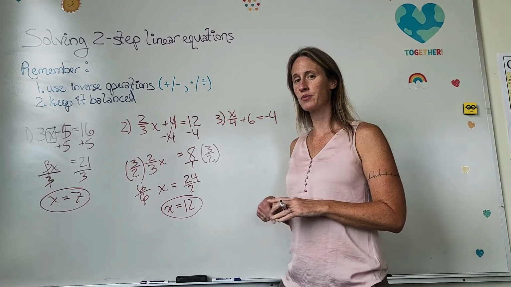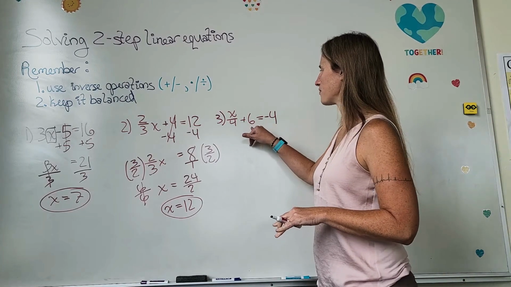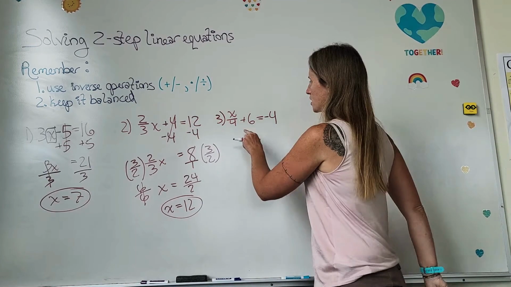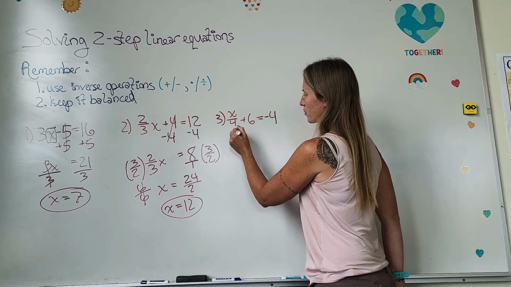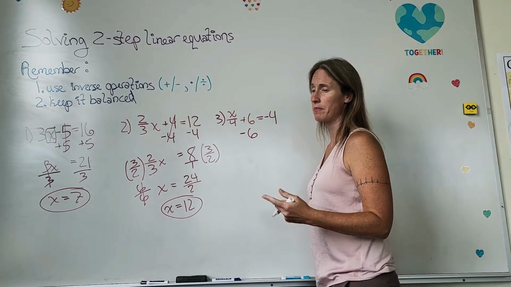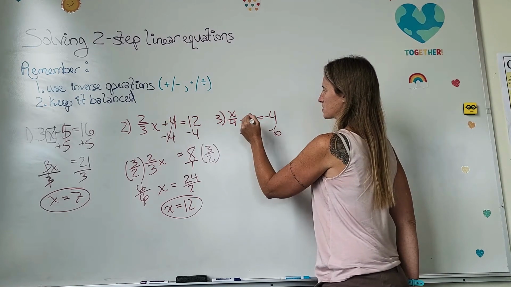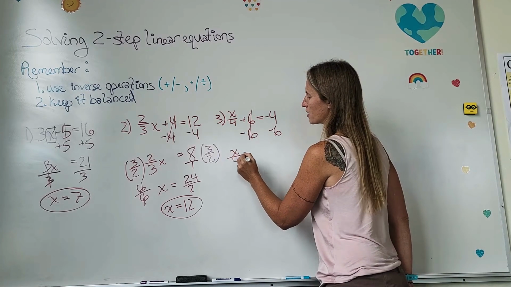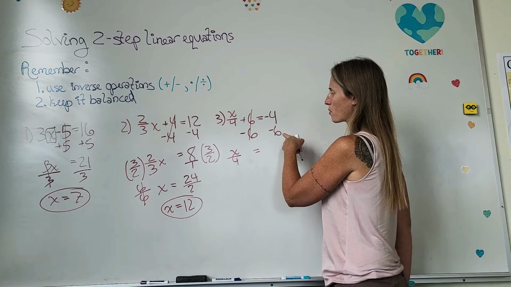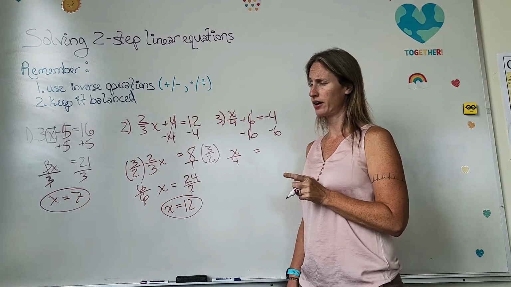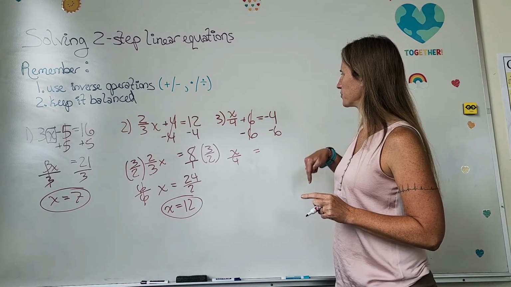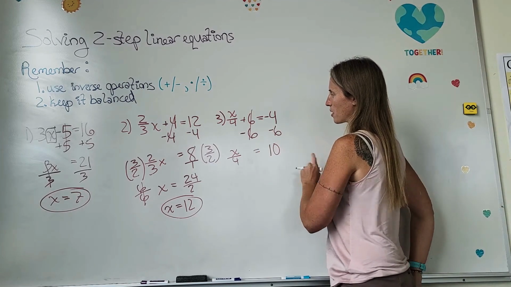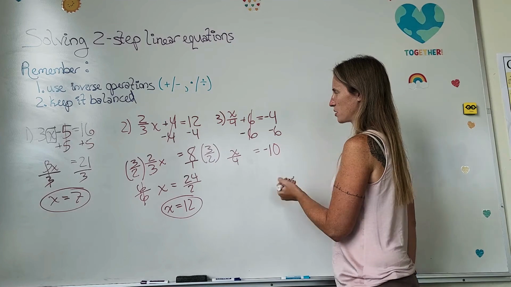And our last one, we have division and we have addition. So we're going to undo our addition first. So if I'm adding 6, I want to subtract 6, keep it balanced, minus 6. Those cancel, bring down x divided by 4 equals 4 minus 6. Now careful here. So you have, these are both negative. So if they're both negative, you add the number parts and it's going to be negative.